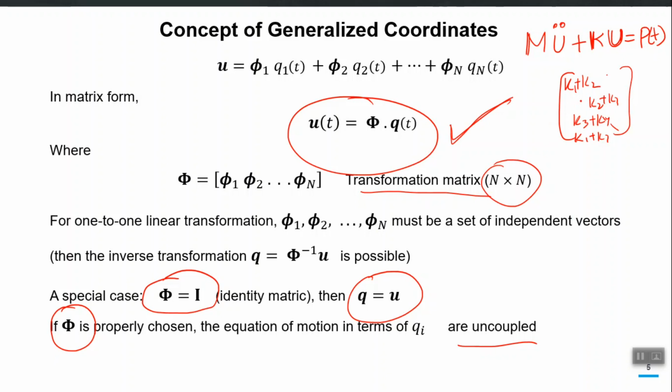Because of this coupling, you will not be able to solve this governing equation of motion equation by equation or row by row. For a 10 degree of freedom system, this matrix equation is actually 10 equations condensed into one matrix equation. Now each of those equations cannot be solved independently, right?